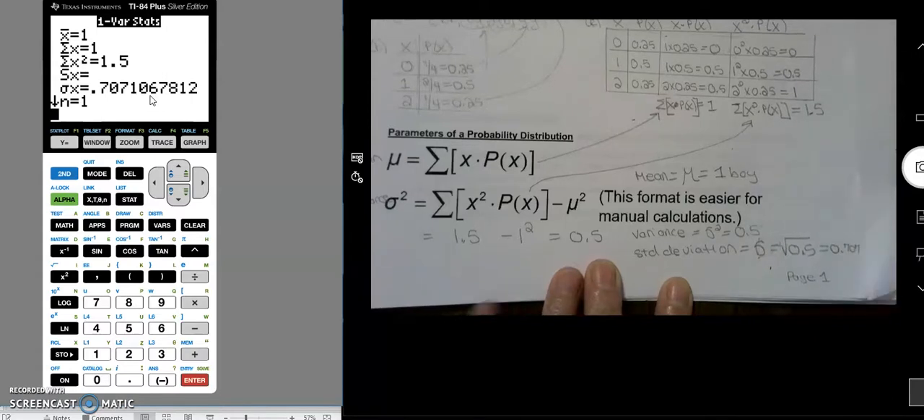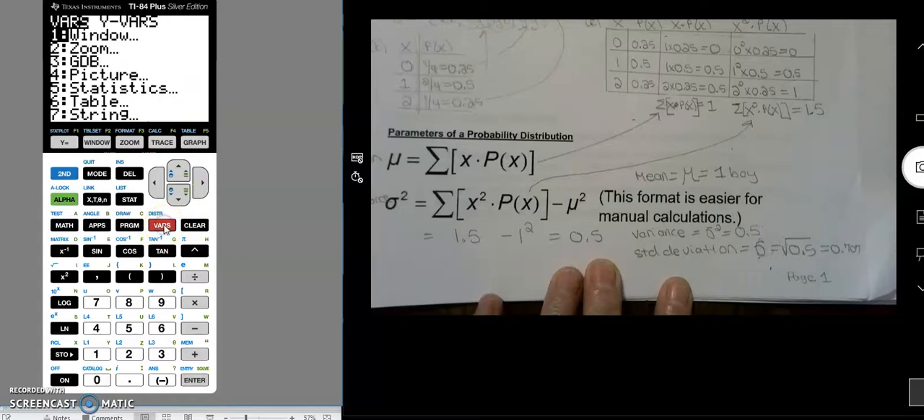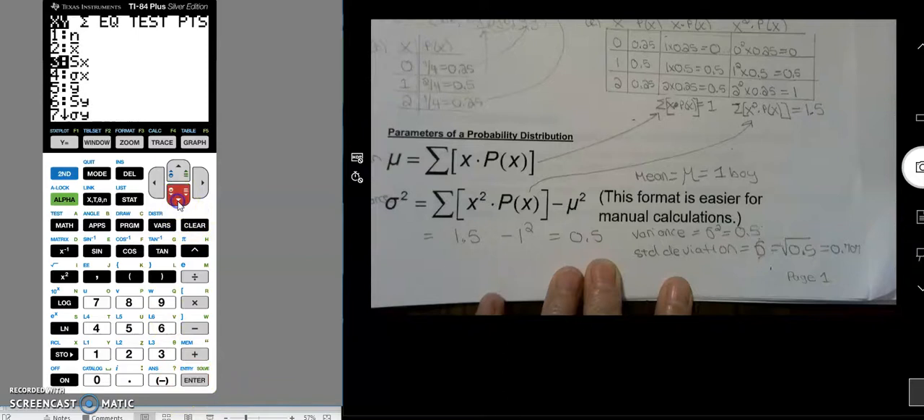So how do we do this? You can either punch this whole thing in and then square it, or you can go under VARS, statistics, sigma x, and then square it. And that's your variance.